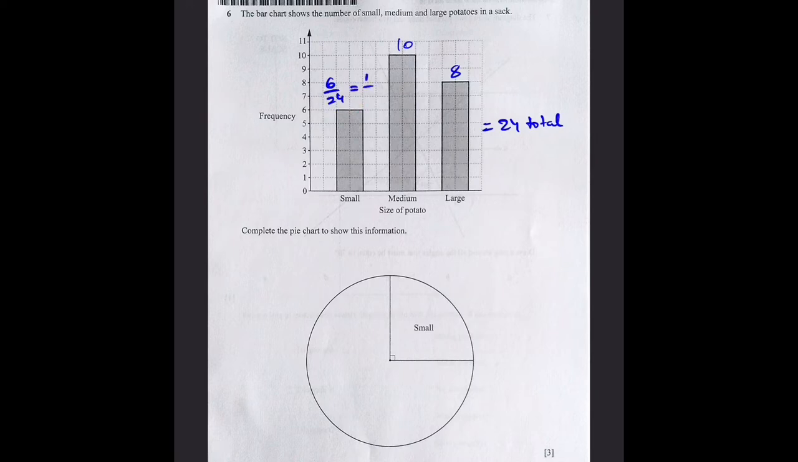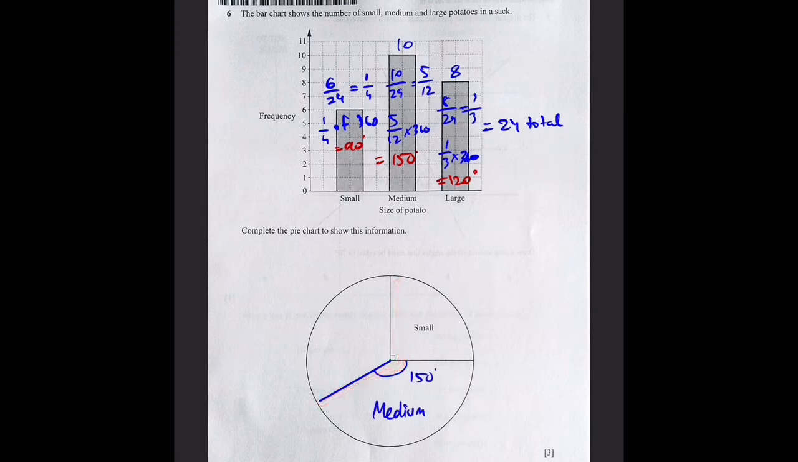To represent the angle of each size, divide the value over the total, then multiply by 360. So the first one is 90. 10 over 24 by 360 equals 150. So draw an angle which is 150 degrees and the other one is 120 degrees using your protractor. 150 starting from the last line of the small part. So this angle is 150 and the last one is 120 degrees using your protractor.